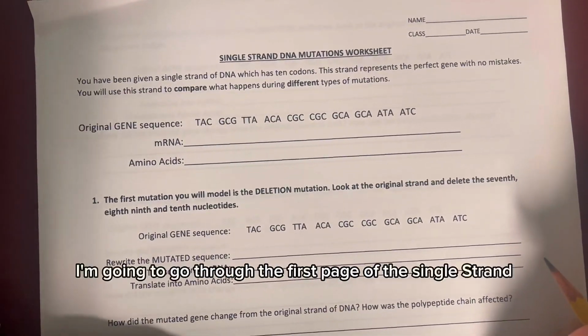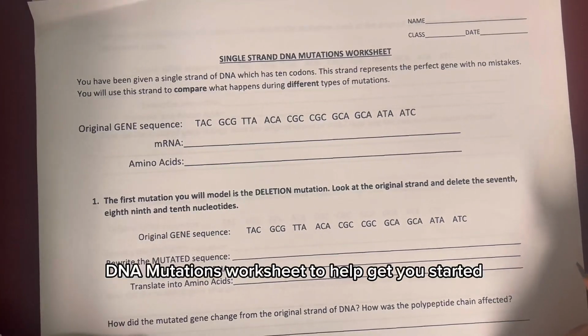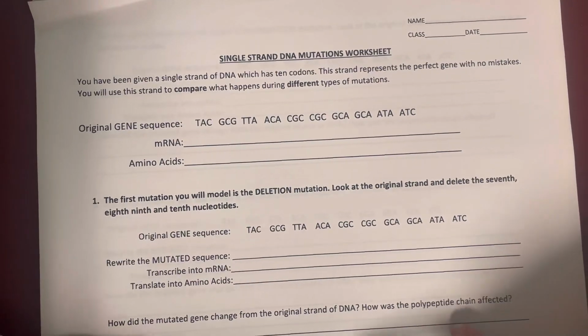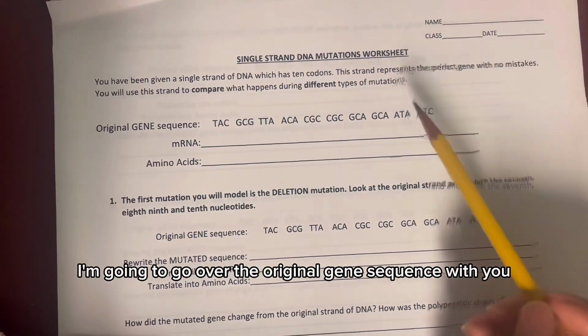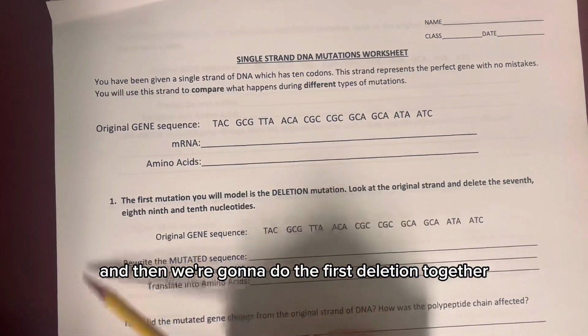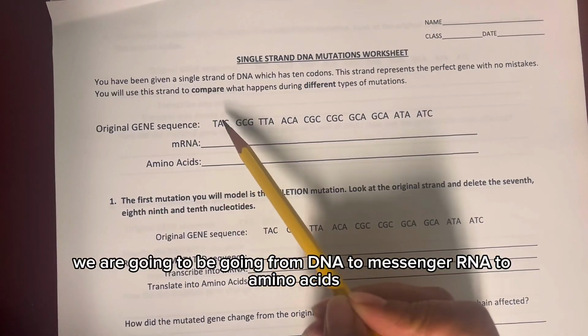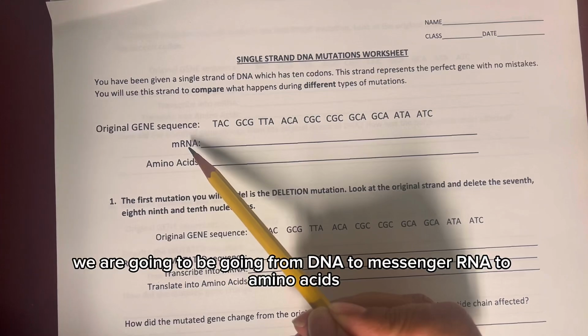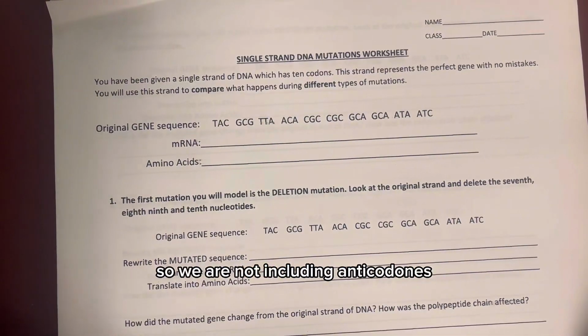Hello everyone. I'm going to go through the first page of the single strand DNA mutations worksheet to help get you started. We're going to first go through the instructions. I'm going to go over the original gene sequence with you, and then we're going to do the first deletion together. In this worksheet, we are going to be going from DNA to messenger RNA to amino acids. So we are not including anticodons.